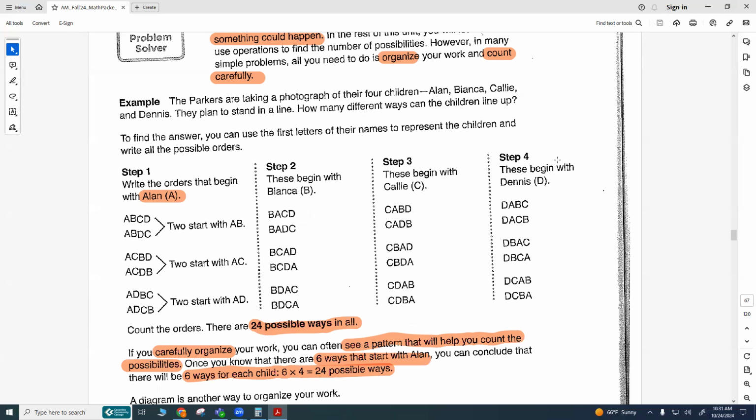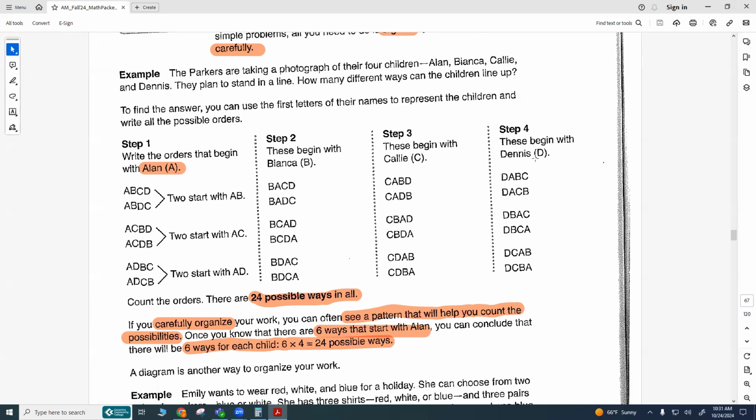And the first sets of problems we looked at are pretty straightforward. And so you don't necessarily need a lot of math if you have good common sense and good kind of diagramming or mapping skills. So our example style problems that we're going to encounter is like what we see here. So the Parkers are taking a photograph of their 4 children. They plan to stand in a line. So how many different ways can the children line up?